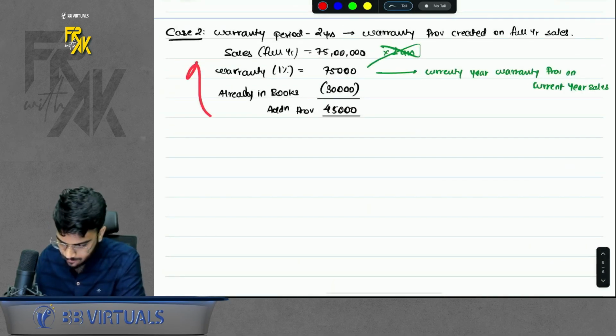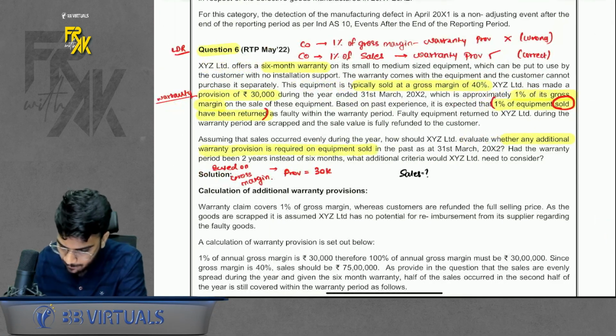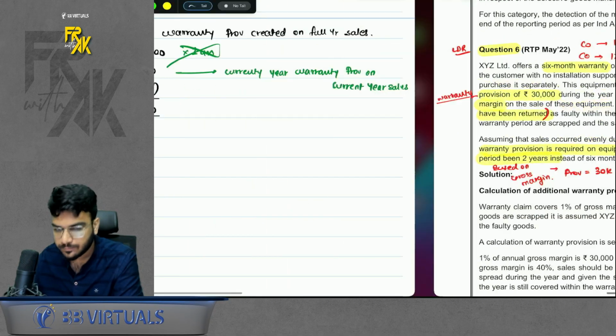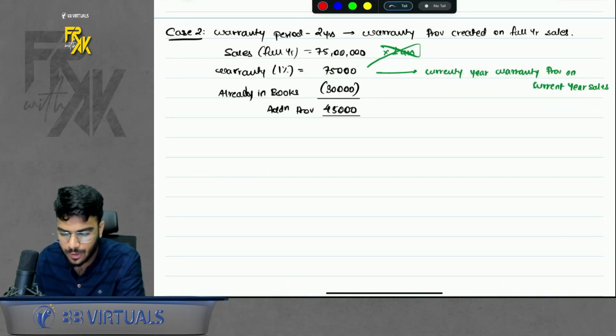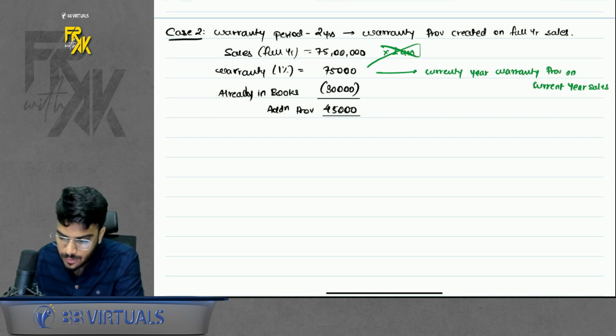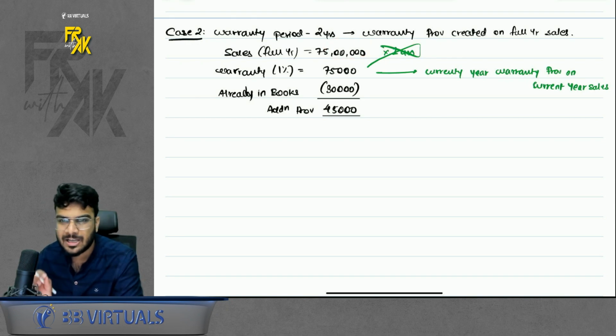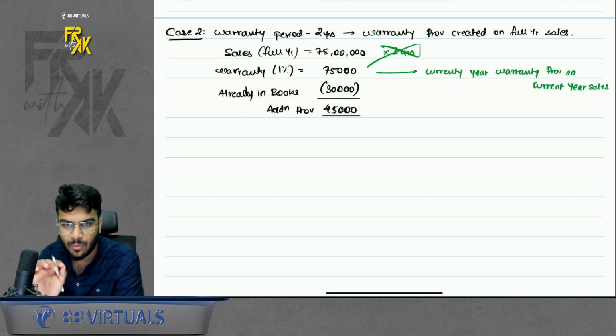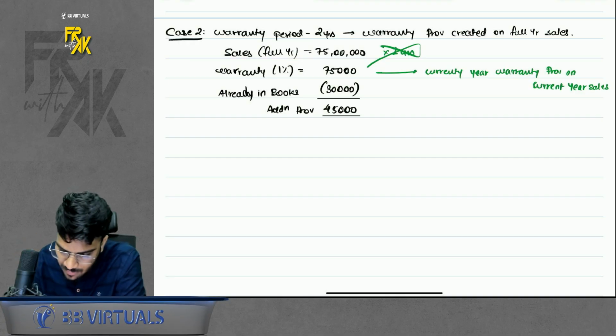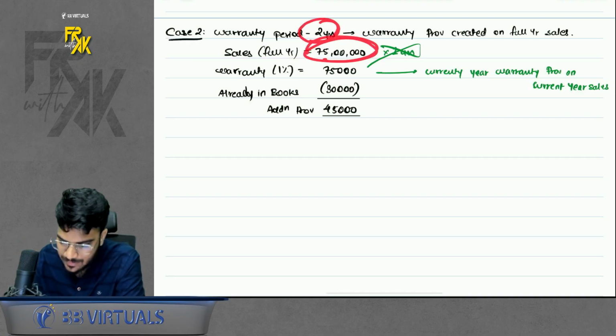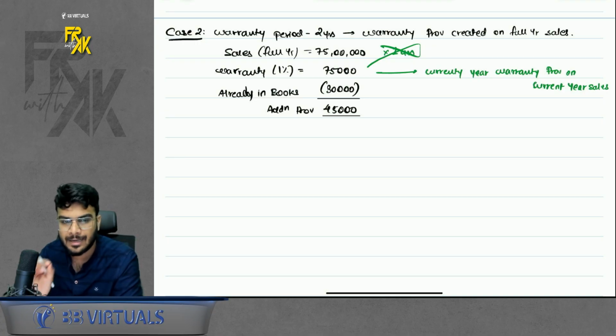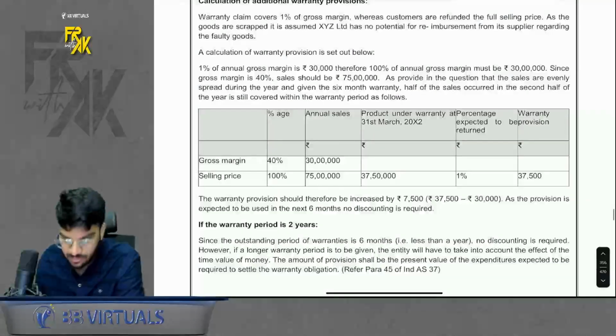Okay. There is also case 2. Case 2 says, what if the warranty period had been 2 years? In that case, you will create the warranty provision on full year sales. Don't make the mistake of taking the sales into 2. We are not asked to compute the 2 years' warranty provision. We are only asked to compute what will be the provision for the current year sales. So because the warranty is of 2 years, full sales which you made in the current year is eligible for warranty. So we will create the warranty provision on full sales. Simple. Then this was question number 6.